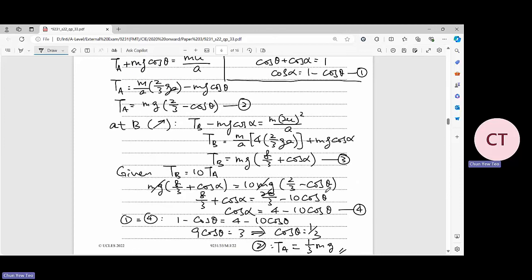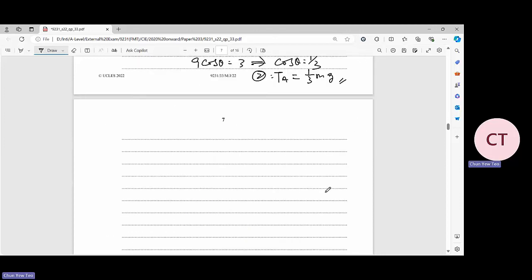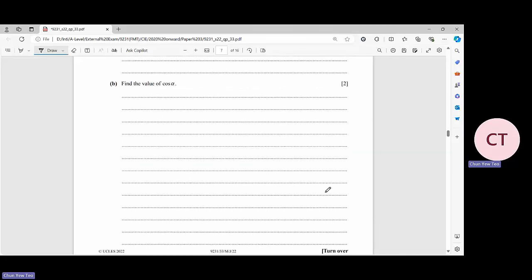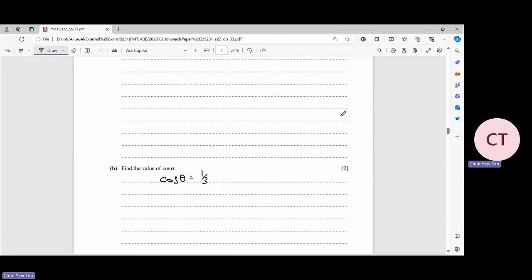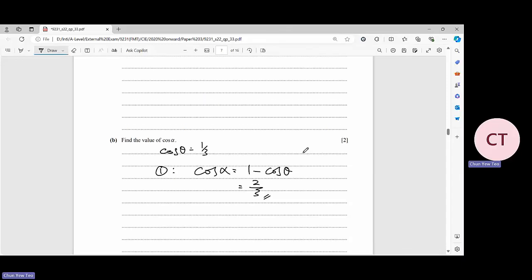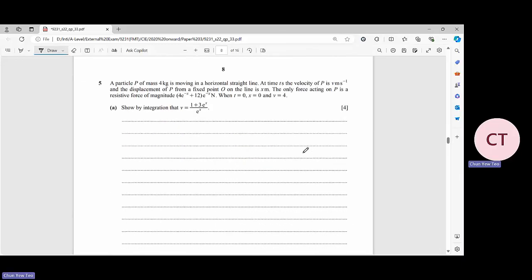Okay, that's it. So now we move on to B, find the value of cos alpha. Since we already have cos theta equal to 1 over 3, from equation number 1, we have cos alpha is equal to 1 minus cos theta. So it will be 2 over 3, just like that. That will be the answer for part B, question number 4B. Now, move on. We have question number 5.